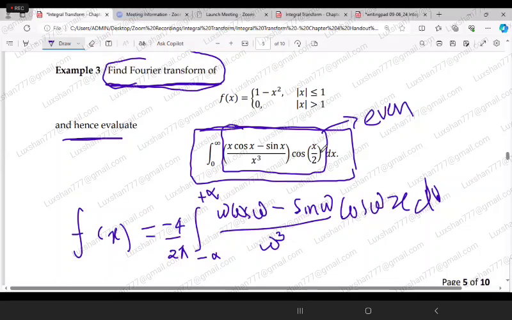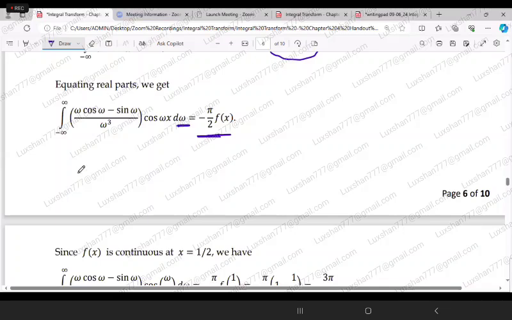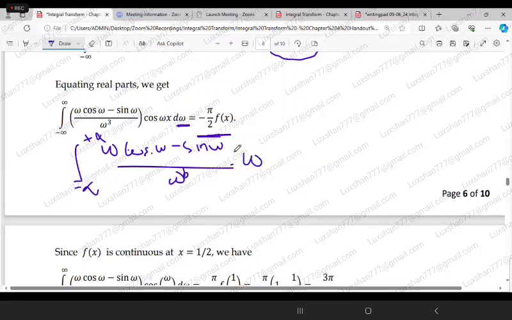Look at here. If you put x equal half here, what will you get? Integral from minus infinity to plus infinity of (omega cos omega minus sin omega) by omega cube into cos omega by 2. If you put x equal half, we are getting the same one. Here the variable is omega. There in the integration, the variable is x. Don't get confused. This equals minus pi by 2 into f(x), where x equal half is a continuous point.